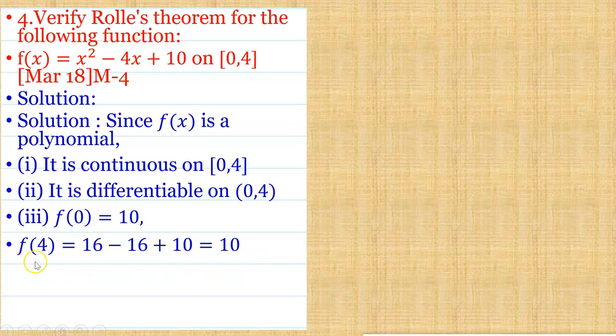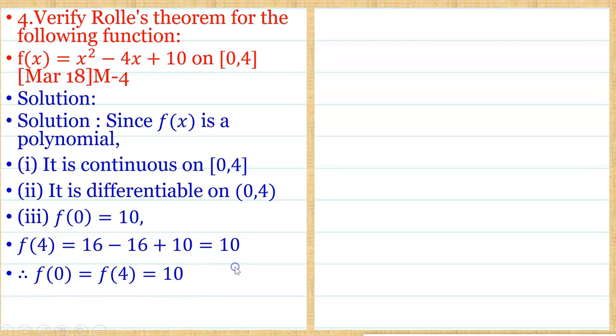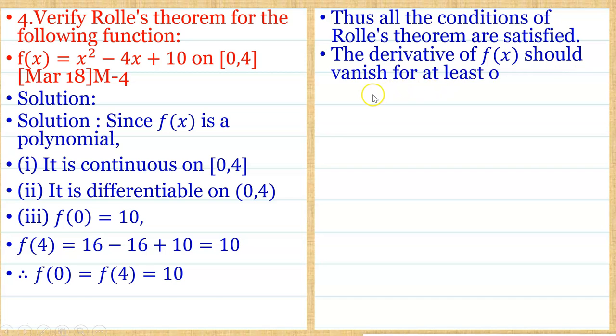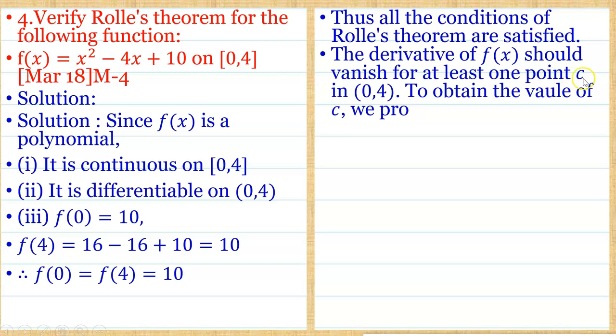f of 0 and f of 4 both are the same. Therefore f of 0 is equal to f of 4 is equal to 10. Thus all the conditions of Rolle's theorem are satisfied. The derivative of f of x should vanish at at least one point c in 0 to 4.